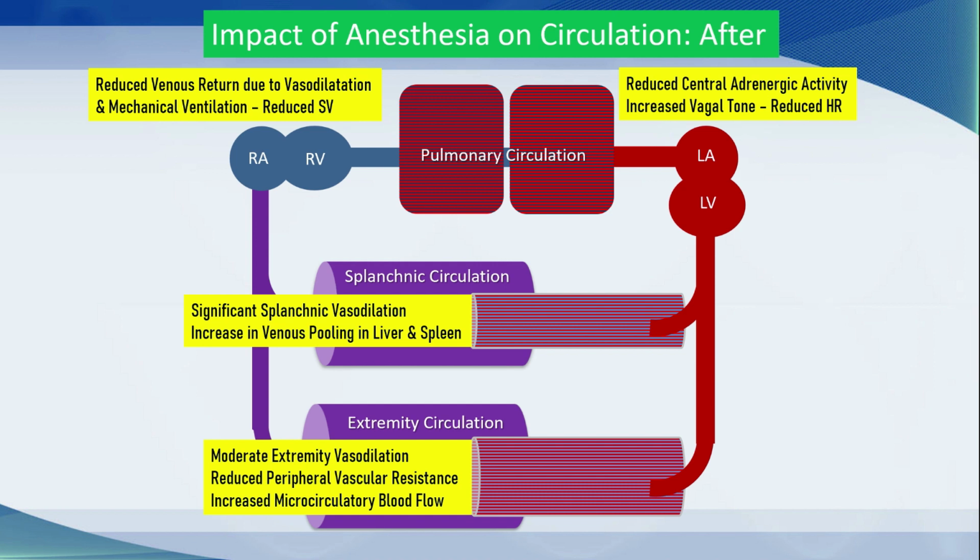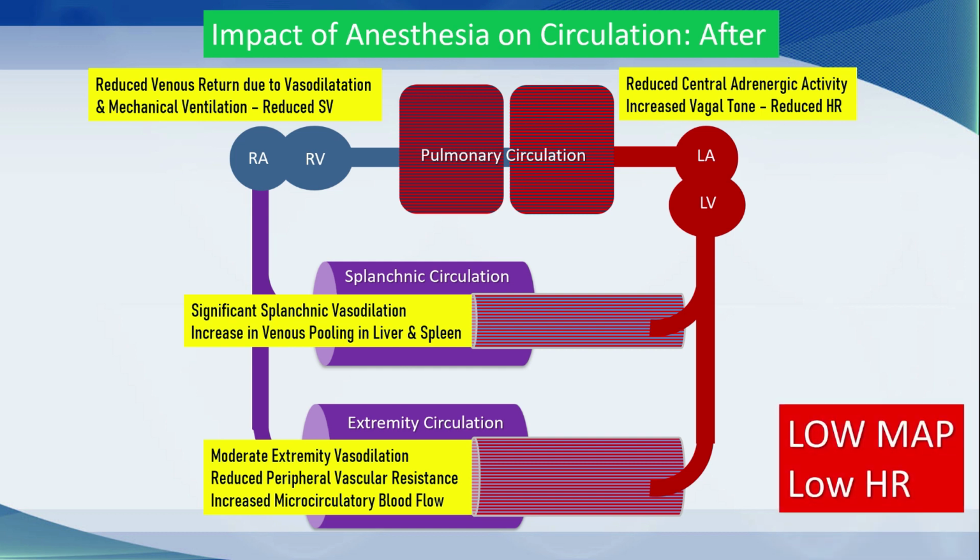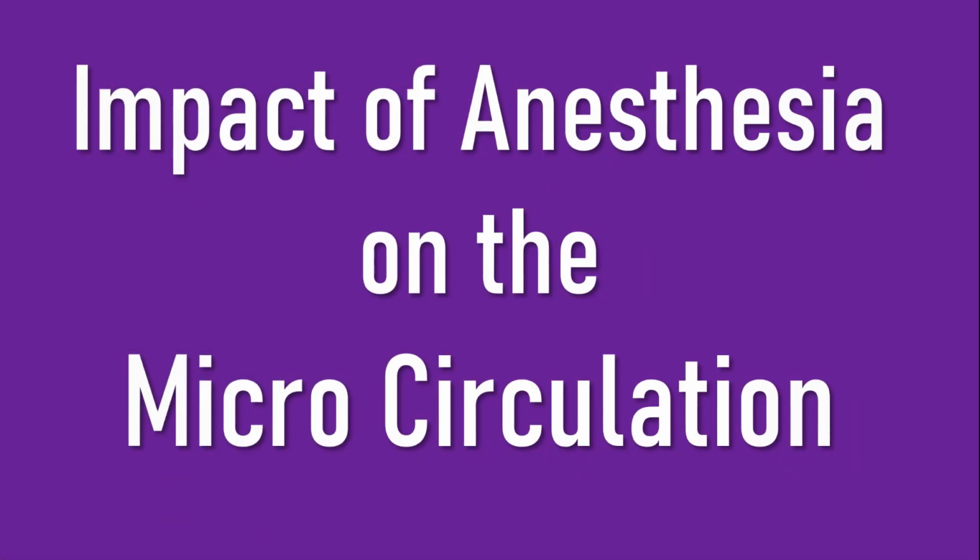The right ventricle will continue to pump, and so blood will move into the right ventricle, but the combination of the low mean arterial pressure and the low heart rate means overall global blood flow is very, very, very sluggish. Let's just have a quick look at the microcirculation.